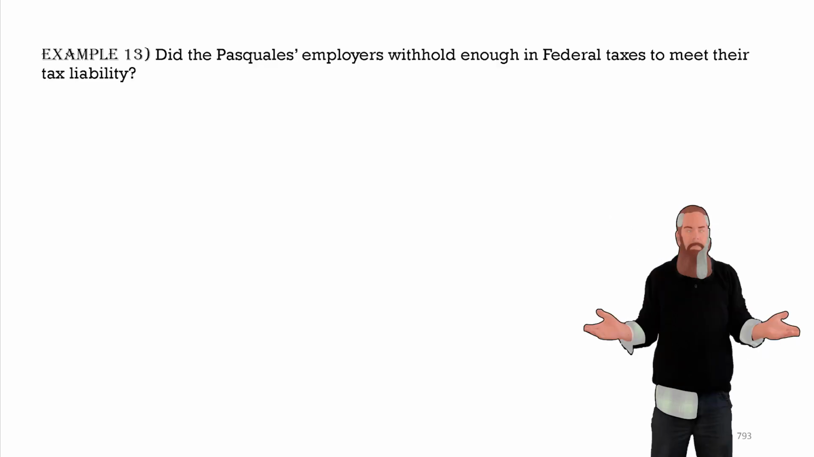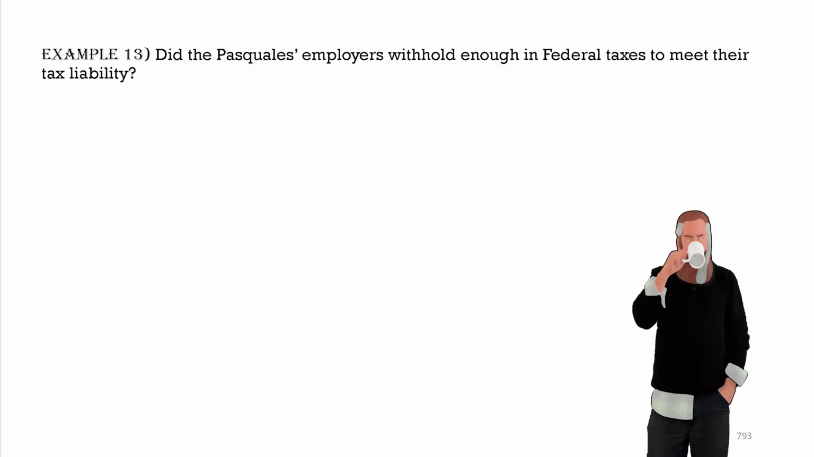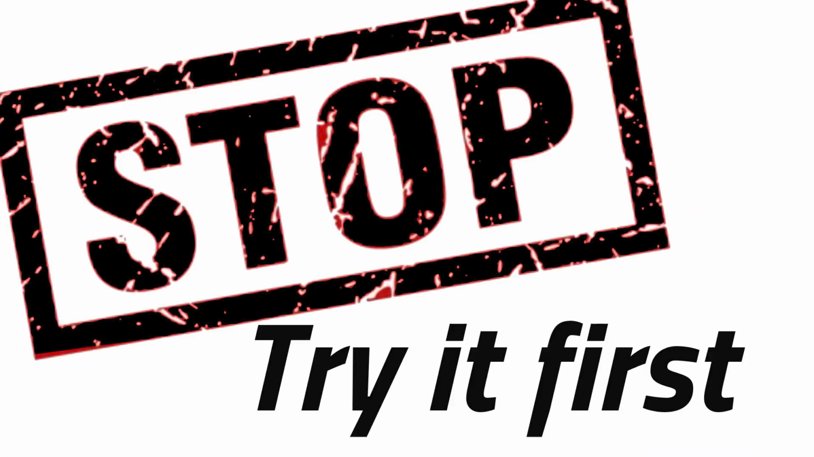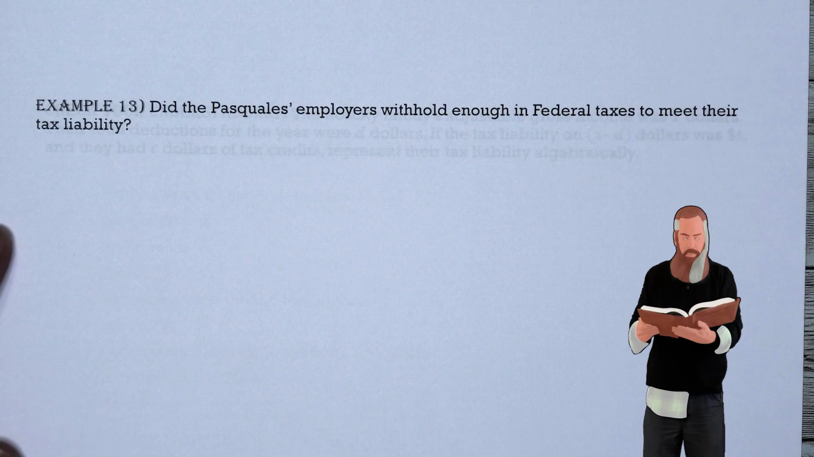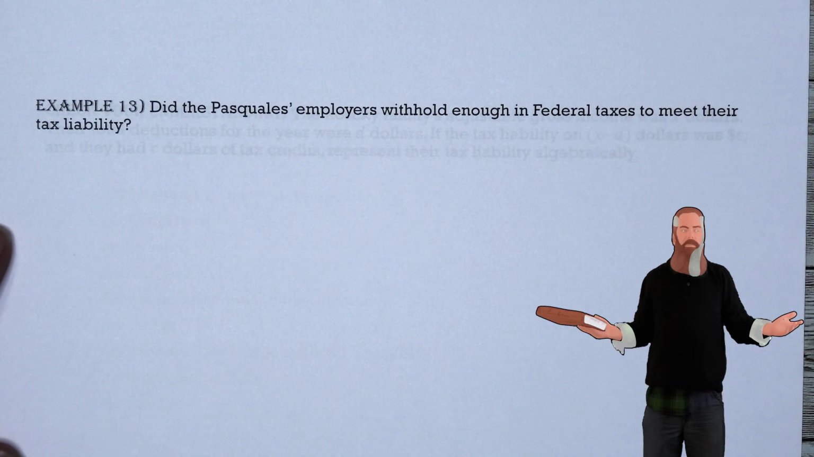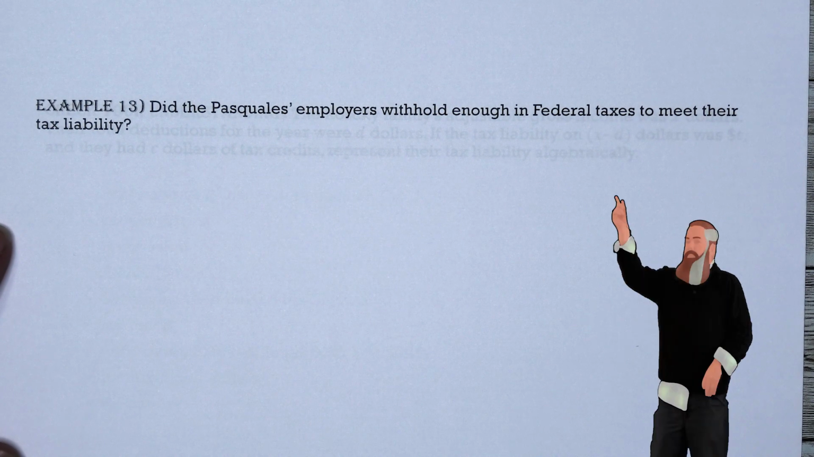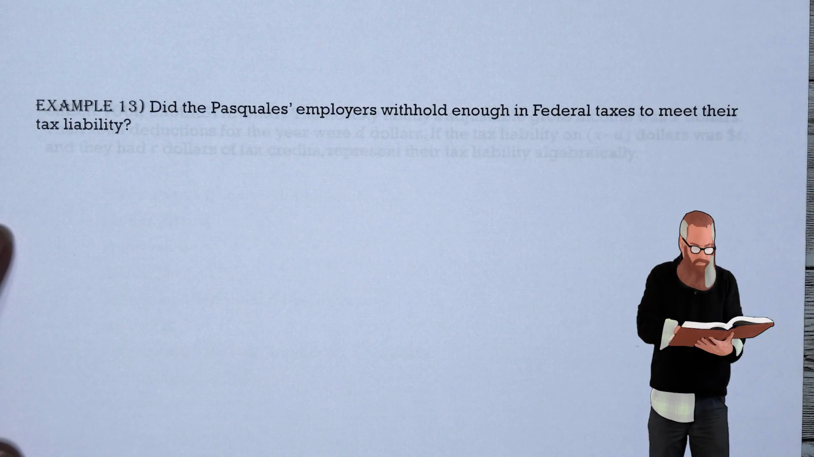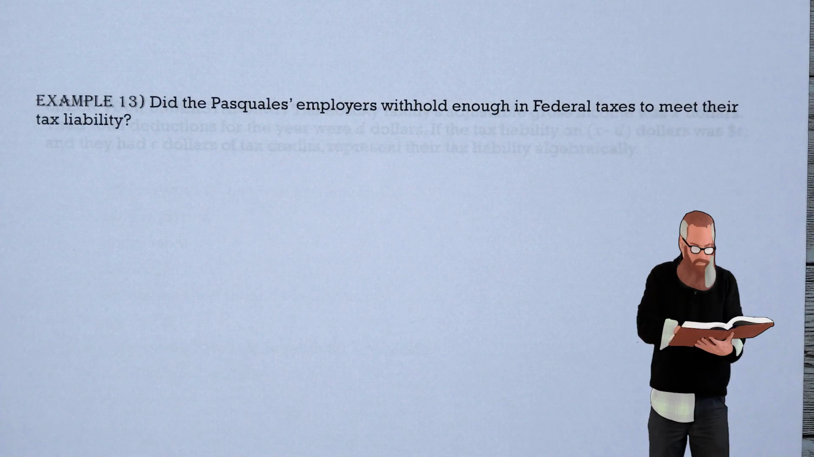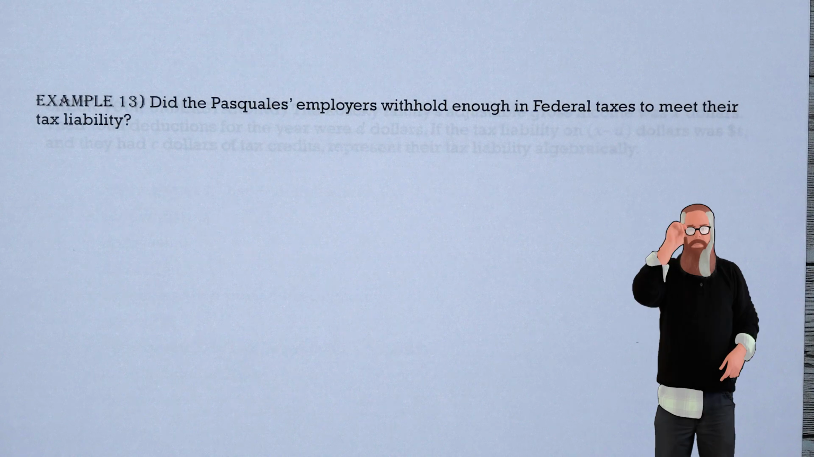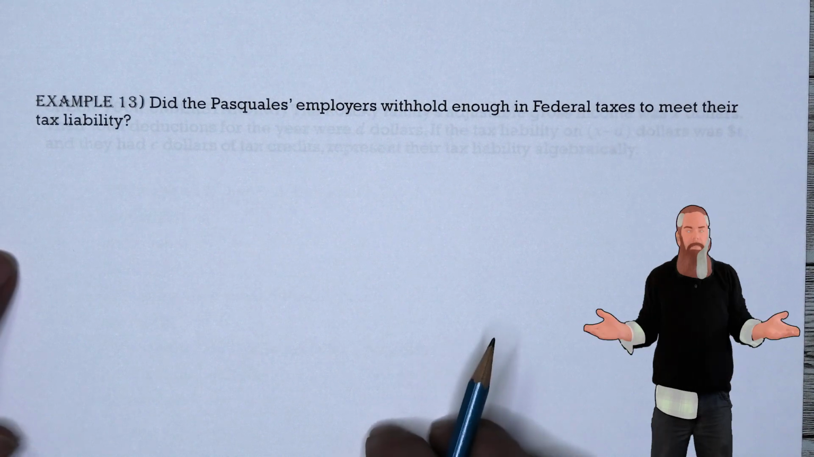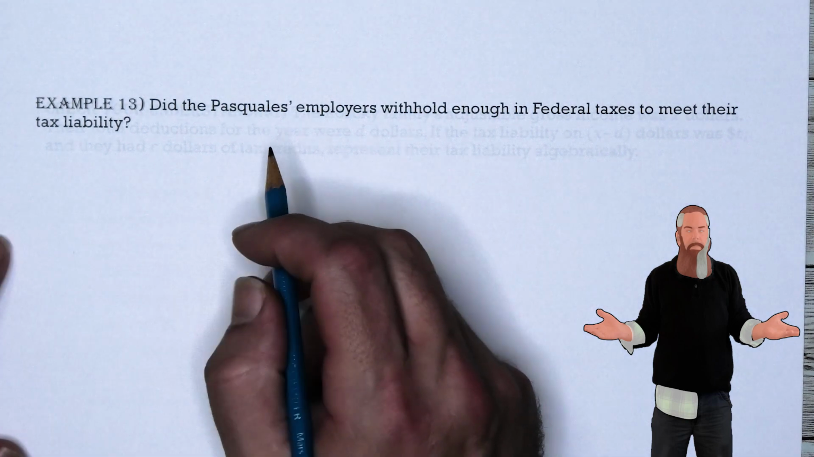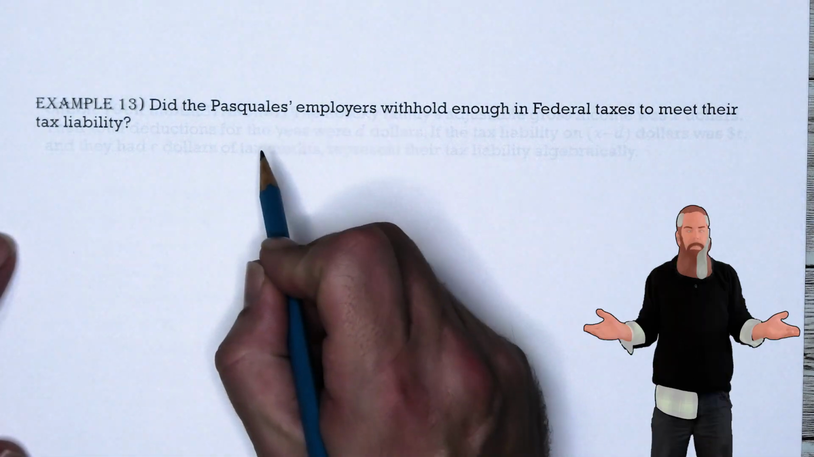Did the Pasquales' employers withhold enough in federal taxes to meet their tax liability? Ben's employer withheld $4,003.44 in federal income tax, and Akira's employer withheld $5,262.21 in federal taxes. This was shown in box 2 of their W-2 form. Add to find the total federal income tax withheld for line 16 of the Form 1040.